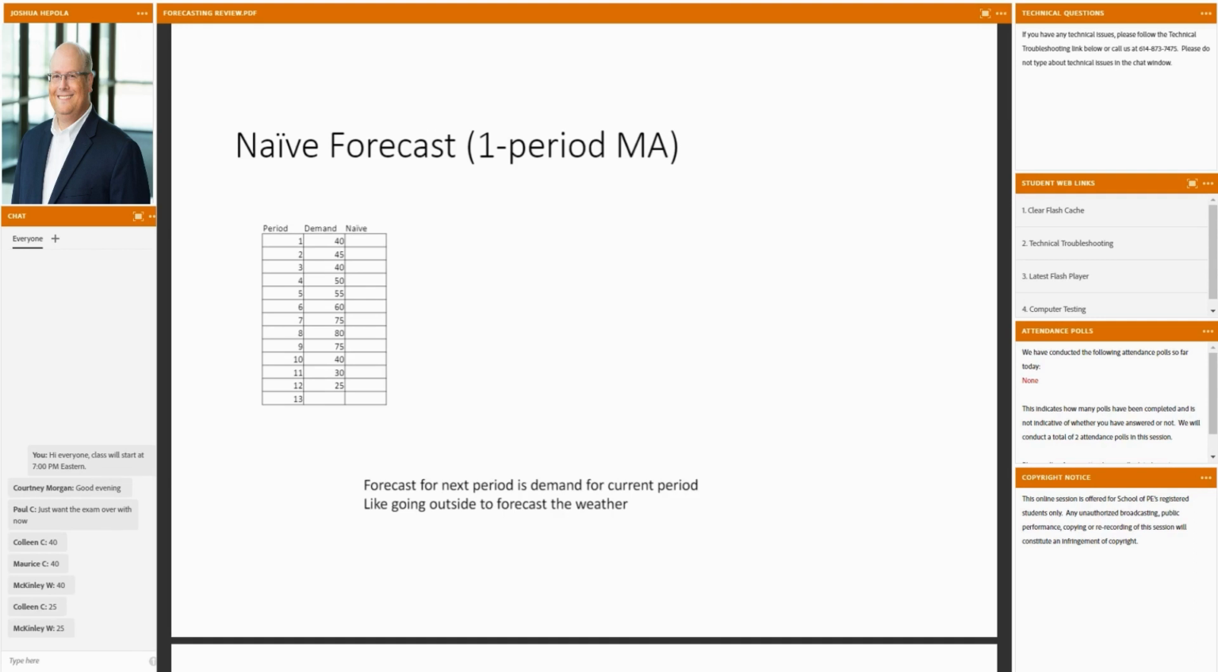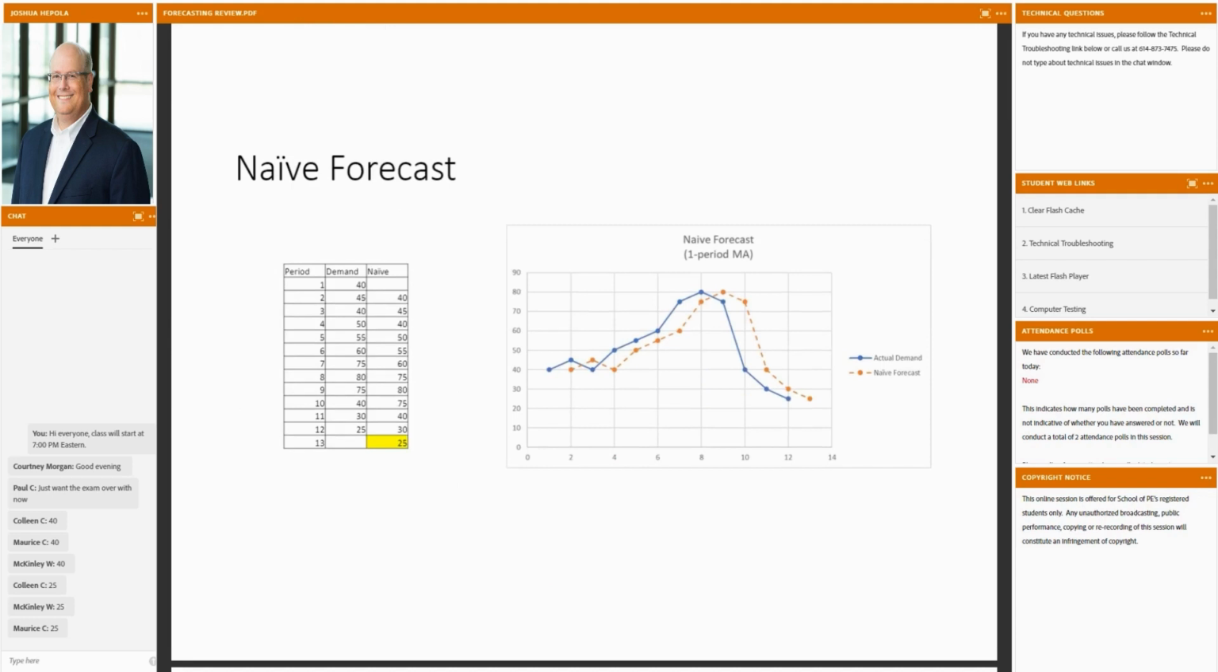Notice that it's naive in the sense that once you get to period 12, it doesn't matter at all what happened from period 1 through 11. Anything could have happened. All you care about is, in period 12, the value is 25, so in period 13, that's my forecast. Again, very simple but powerful forecasting method. It doesn't require a lot of calculation or computation. It literally is, hey, what's going on right now? That's my forecast for next period.